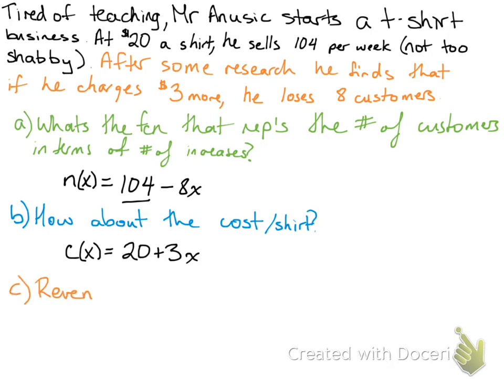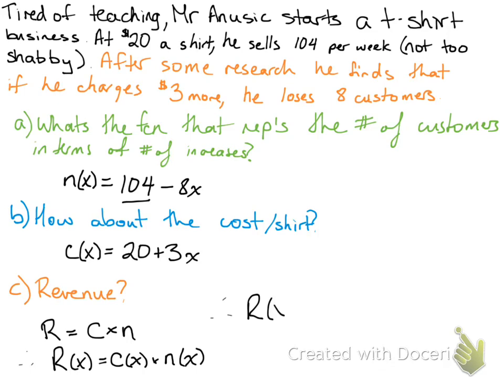All right. So finally, what's his revenue? Well, revenue we know is cost times the number of sales. Well, cost is C of x and sales is n of x. So that means that his revenue is 20 plus 3x times 104 minus 8x. And that's it, right? So what we did was we had to multiply 2 functions to get the revenue. We had to multiply the cost function times the number of sales function.